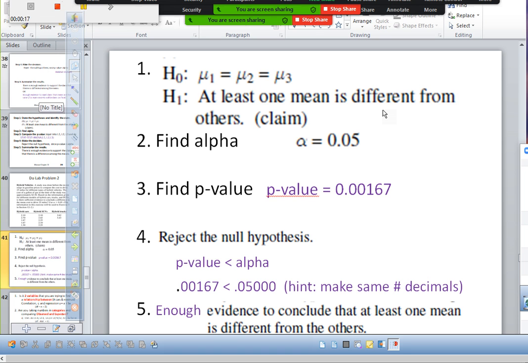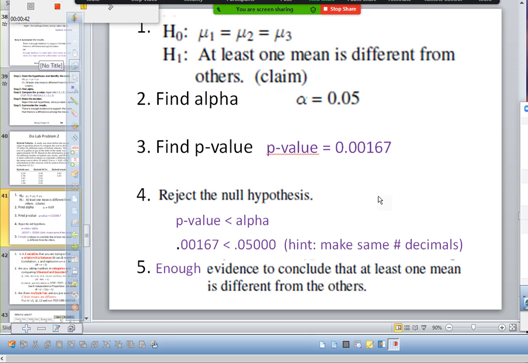Again, I'm fine if you use H0 as your claim. I'm good with either one of those. Alpha is 0.05. That's my step 2. Step 3, find the p-value, 0.00167. So then step 4, we're going to reject the null hypothesis because my p-value is less than alpha.